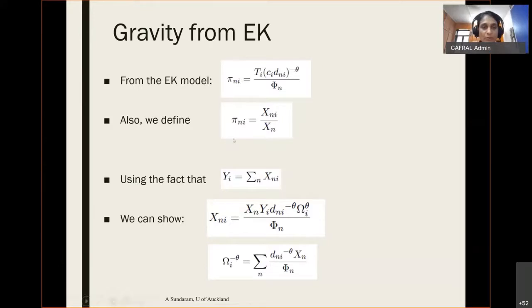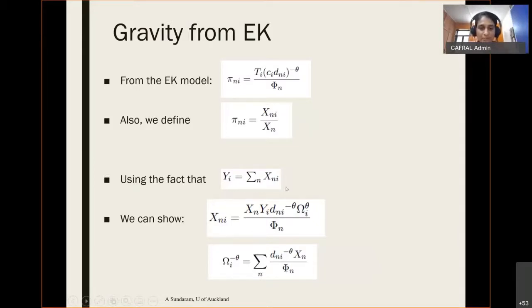So we also defined in the empirical sense, pi NI as simply the share of spending by country N consumers on country I products. In other words, how much N imports from country I divided by the total spending in country N, right? So that's the probability that N imports from I. That was another thing we saw in the EK model. Now, we use the fact that the total income of country I is simply the spending on country I products by all other countries in the world. So summation over all countries, how much they spend on I's products. That's just the income in country I.